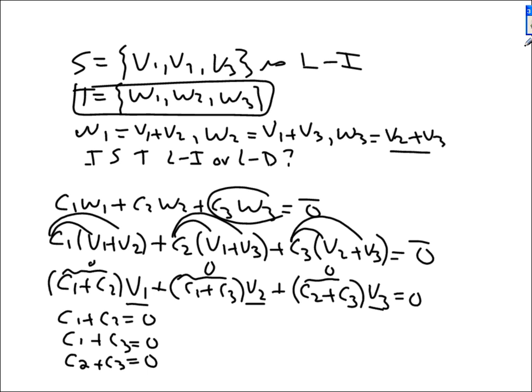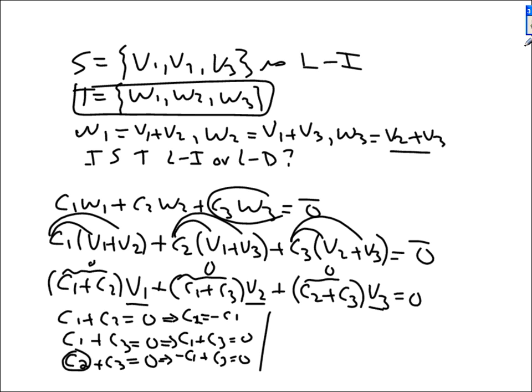Let's see how we can solve this. This tells me that C2 is negative C1. Now let me say, okay, and this one I'm not going to change. C1 plus C3 is 0. But the next one is, I'm going to put negative C1 here. Negative C1 plus C3 is 0.